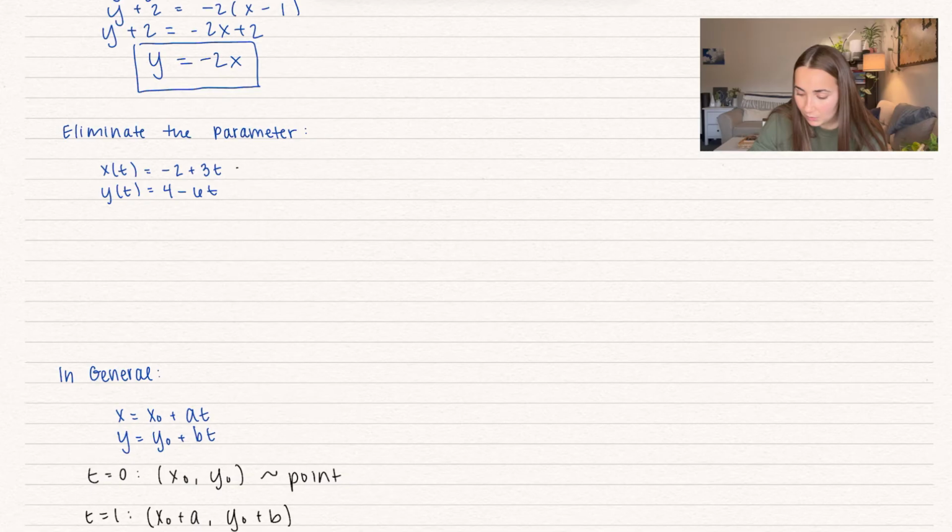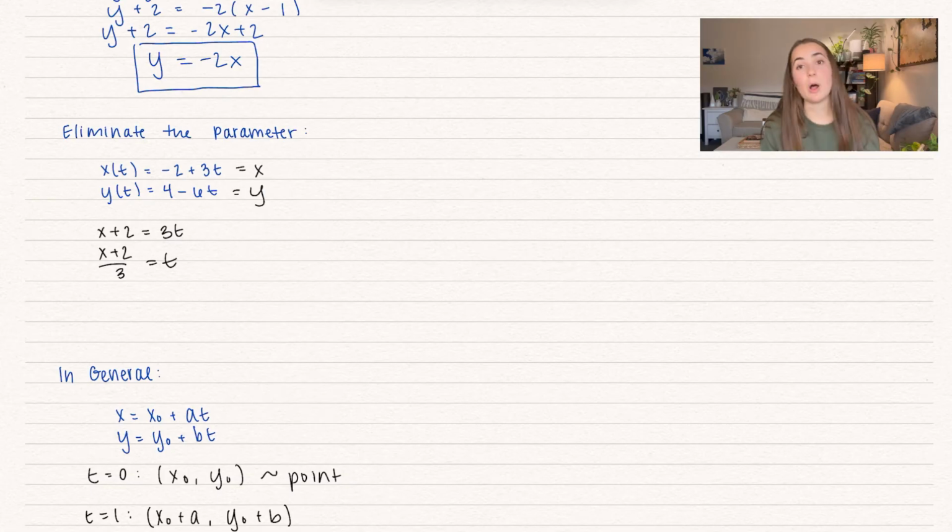So here, without writing it fancy, I'm just going to say this is equal to x, this is equal to y. We can solve for t in one of them, and we can plug that into the other. So with the x equation, let's go ahead and solve for t. If I add 2 over, x plus 2 is equal to 3t. Then dividing by 3, we end up getting t all by itself. And now we can plug that into y.